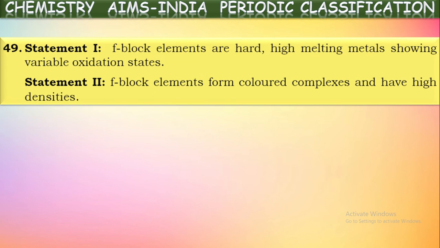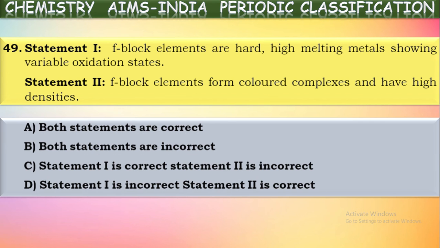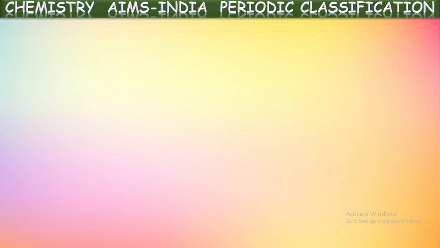Right? Next one. See statement 1. d-block elements are hard, high melting metals showing variable oxidation state. This is true. Statement 2. d-block elements form colored complexes, means they form complex molecules which have different colors, and have high densities. This is also true about d-block elements. Both are correct statements.